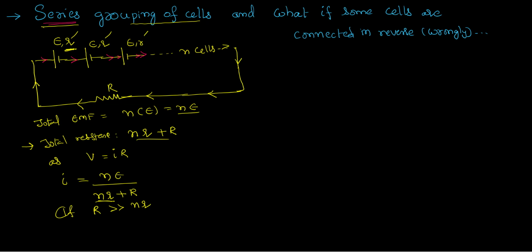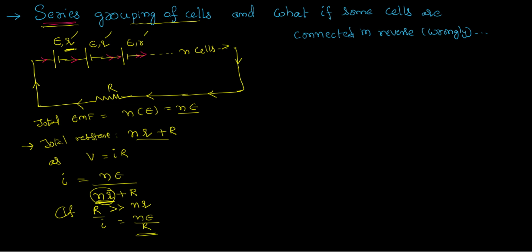Because capital R is much greater, I will get nE divided by capital R. I'm ignoring this nr. So the total current will become the number of cells multiplied by the EMF of each cell divided by the external resistance. You might be thinking, what happens if that's not the case, if it's the other case?